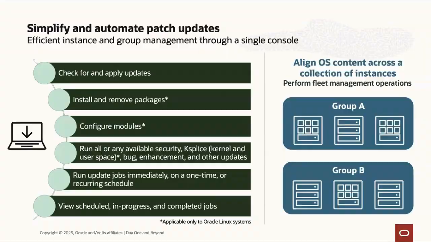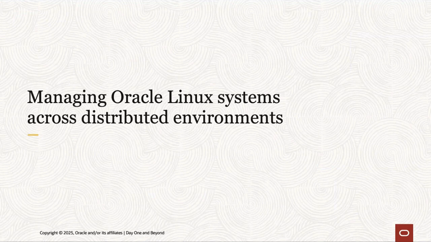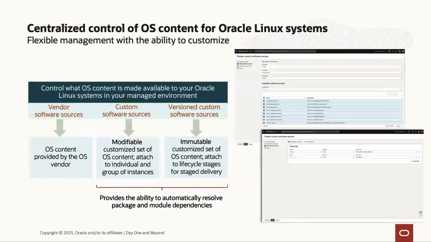Now let's dig into management of Oracle Linux instances using OS Management Hub. Let's look at some of the key features. The first one is flexibility. You get a lot of control over how updates are managed for Oracle Linux. A big part of that comes through software sources, which are basically repositories of packages that your servers use for updates. And there are three types here.